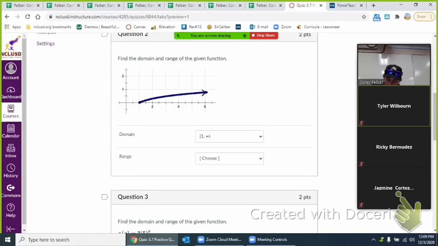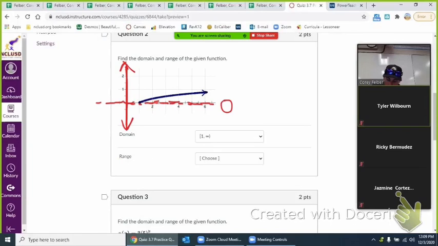Range is the y-axis, so now we're paying attention up and down. What's the lowest the graph's going to go? What's the highest it's going to go? If you look at it here, this is the lowest it gets right here, and that's 0.